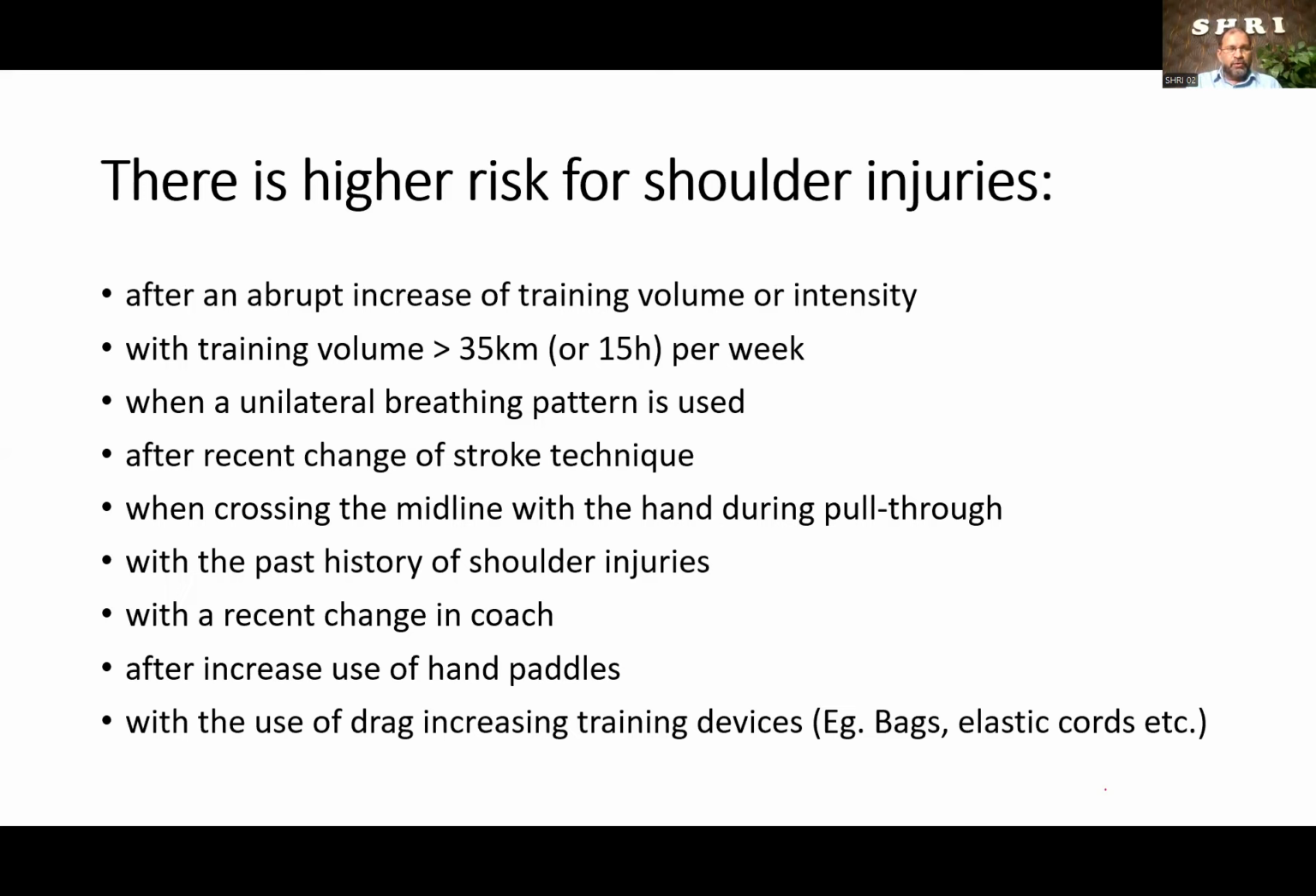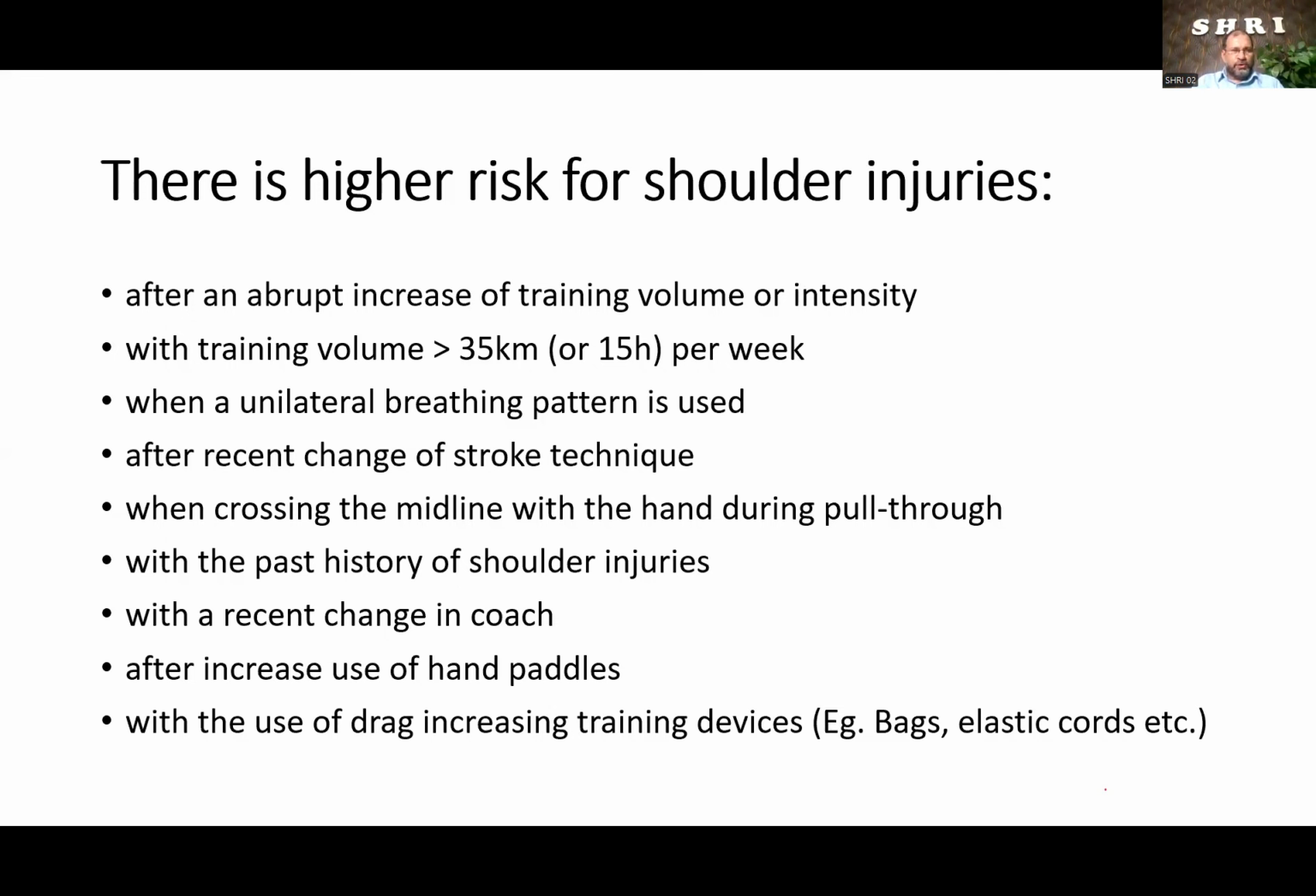So when you pull through the water, when you swim, there's a midline in your body that goes through the midline of your body. When you put the right hand, it should not cross the midline and go to the left side, and at the same time the left hand should not cross the midline and go to the right side.